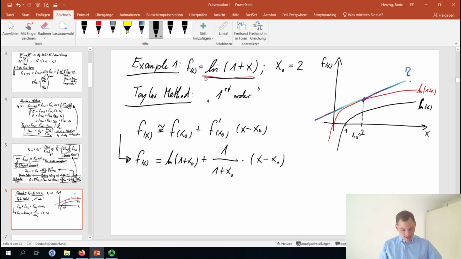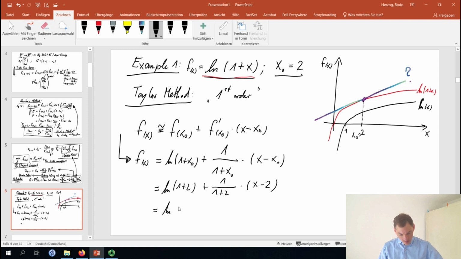That is it. And in the next step, of course, we can plug in x0, because x0 is also given, it's 2. So that's the log of 1 plus 2, plus 1 over 1 plus 2. I just make it really step by step. Times x minus 2. Of course, that can be simplified. That's the log at 3. And then we have here 1 over 3 times x minus 2. And that can be rewritten. Look, so that's a log at 3.